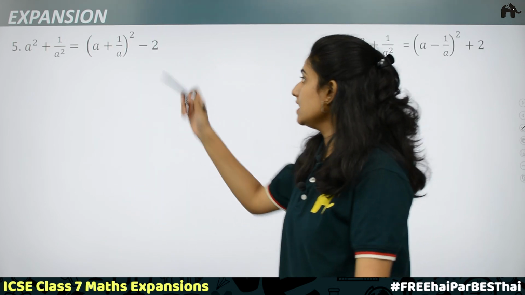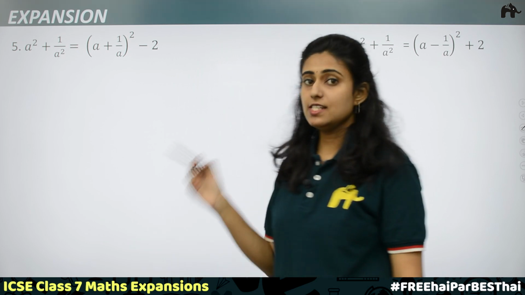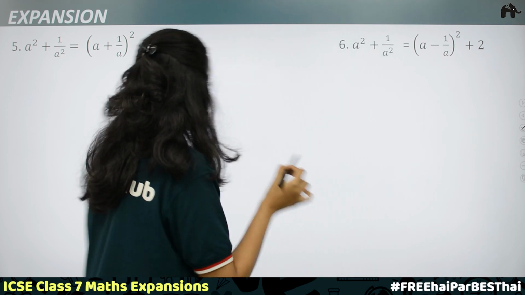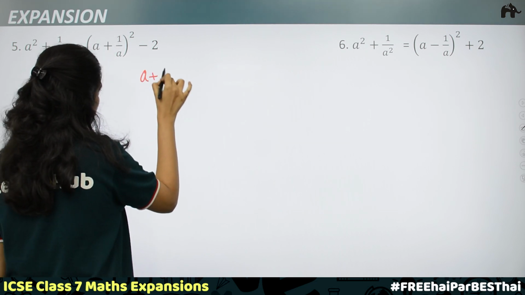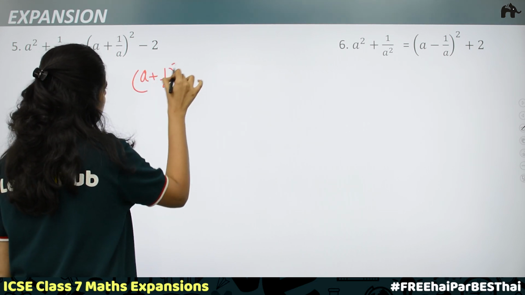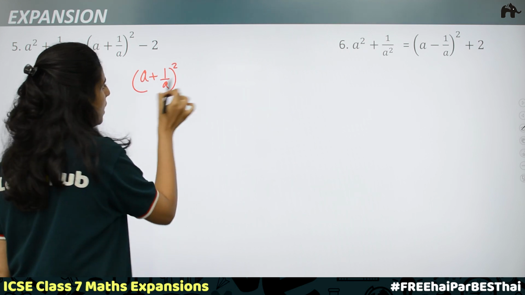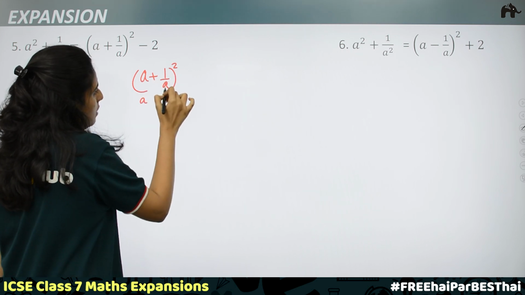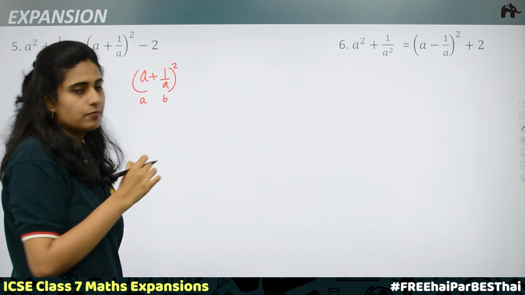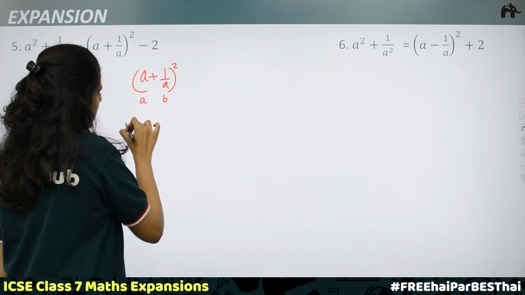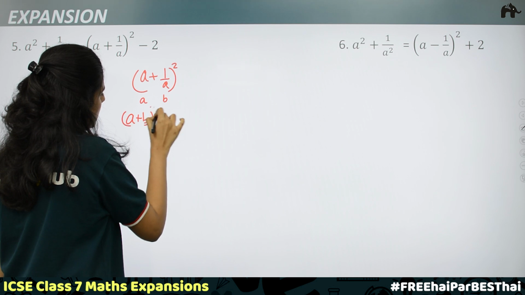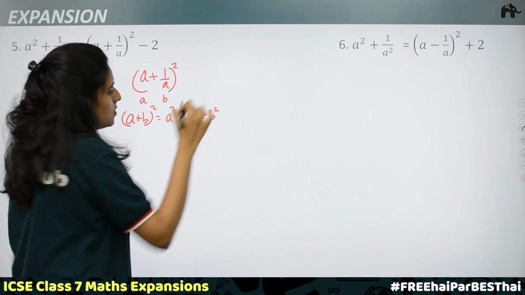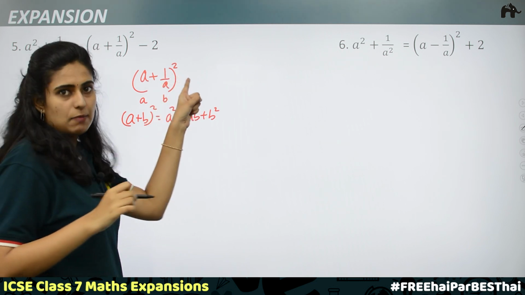So, the fifth one is a square plus 1 by a square. This is equal to a plus 1 by a whole square minus 2. Let's see how we get this. First, we'll take a plus 1 by a whole square. This is of the form a plus b whole square. Here, in place of a, we have a, and in place of b, we have 1 by a. So, we have a plus b whole square is equal to a square plus 2ab plus b square. Now, substitute in place of b, 1 by a.